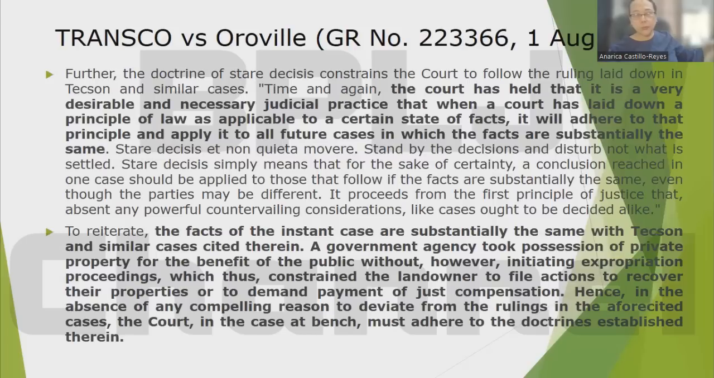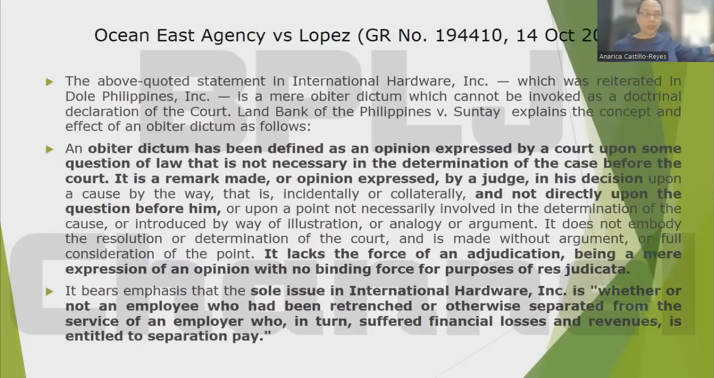Okay, Transco versus Orobil is again a reiteration of the doctrine of stare decisis. This is a case involving expropriation. The facts of this case are substantially the same with Texon and similar cases. A government agency took possession of private property for the benefit of the public without initiating expropriation proceedings, which constrained the landowner to file actions to recover their properties and to demand payment of just compensation. In the absence of any compelling reason to deviate from the rulings in the previous cases, the court must adhere to the doctrines established there.